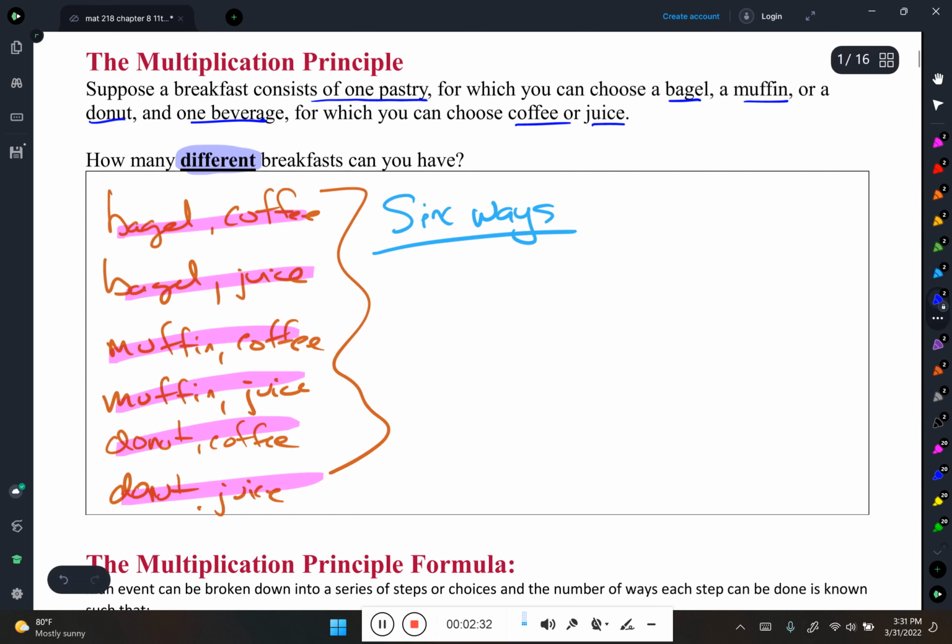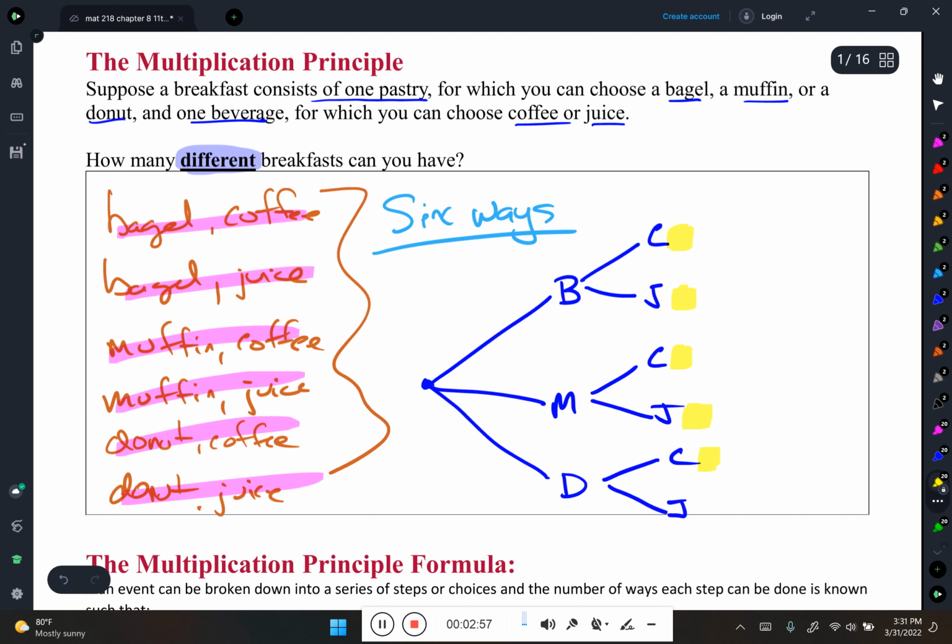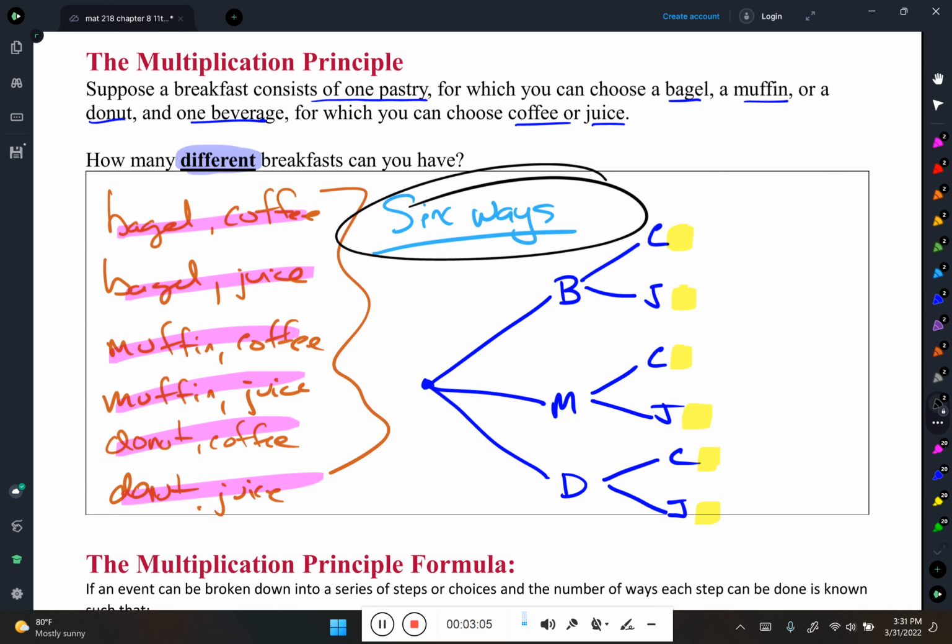Now I also could have made a tree diagram. I could have my bagel, or my muffin, or my donut, and then coffee or juice, coffee or juice, coffee or juice. And I could see that there are 1, 2, 3, 4, 5, 6 different paths through this tree diagram. So there's 6 different ways to make my breakfast. For an example like this, this is pretty straightforward. This isn't too bad. This would be a decent way to do it.